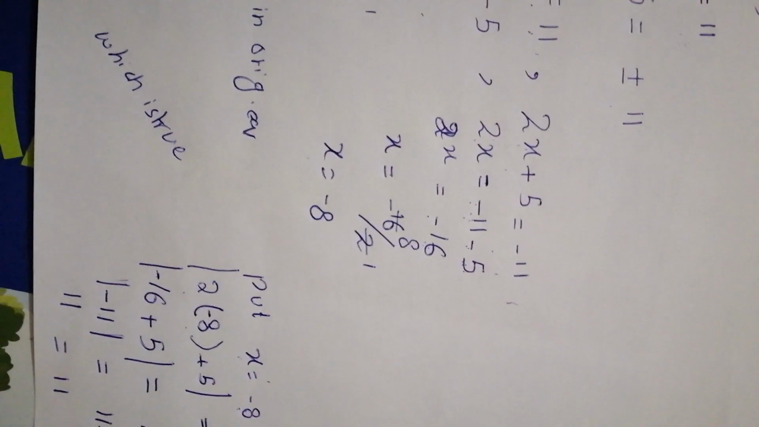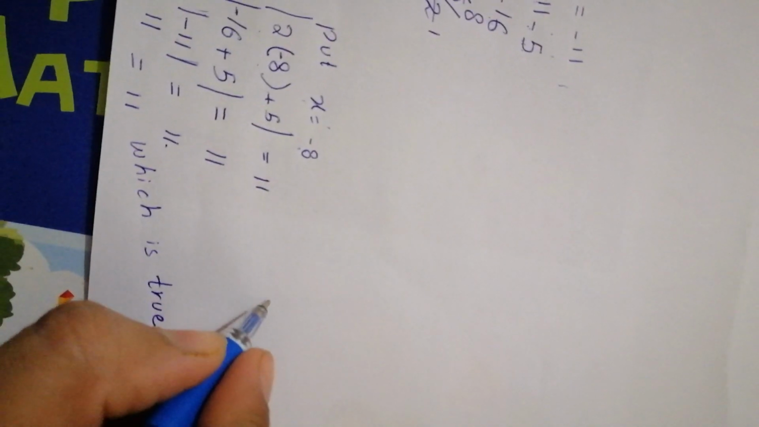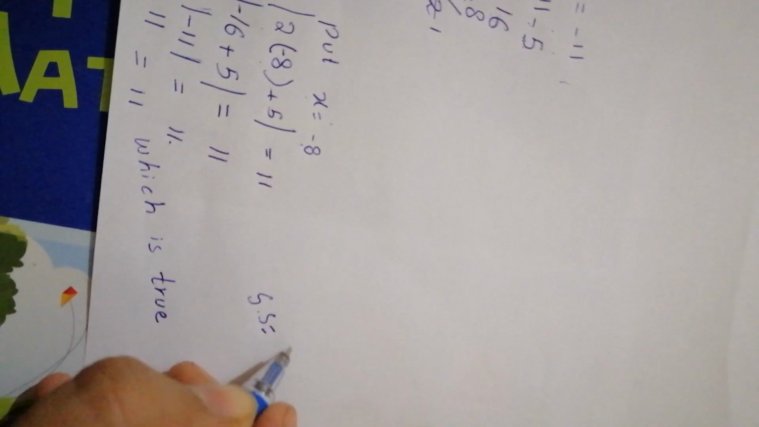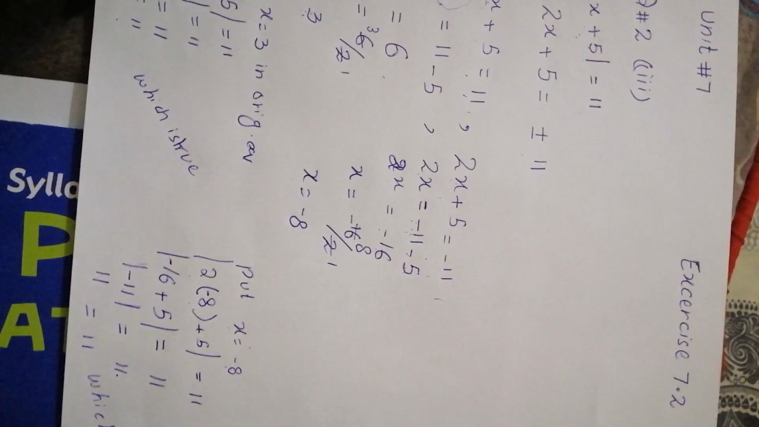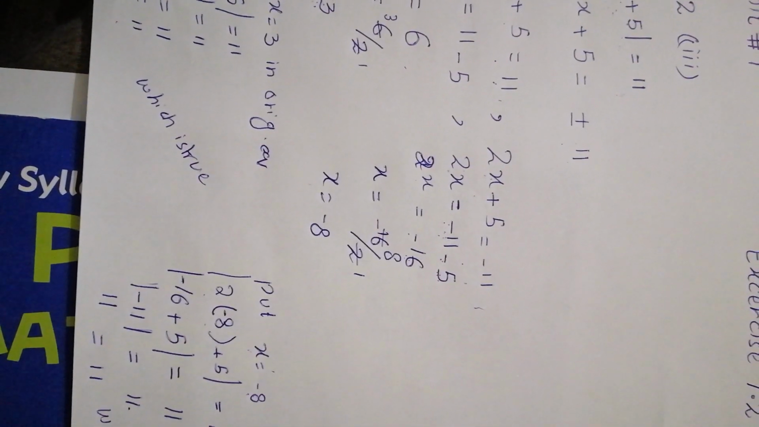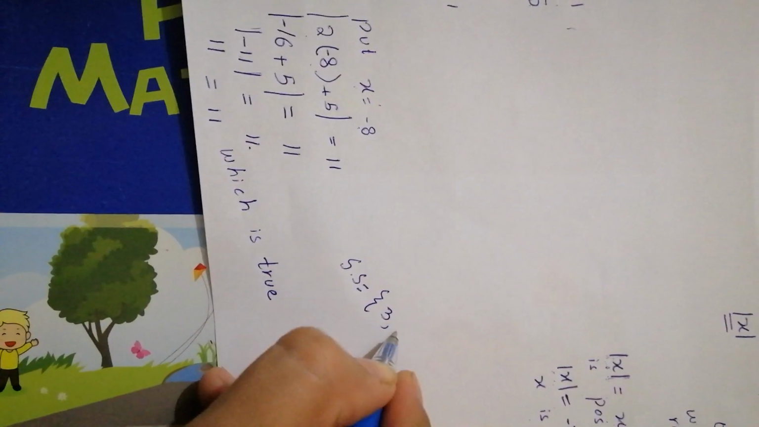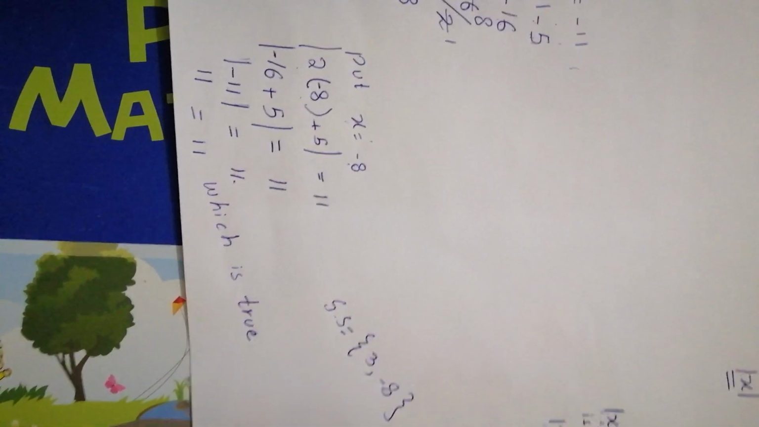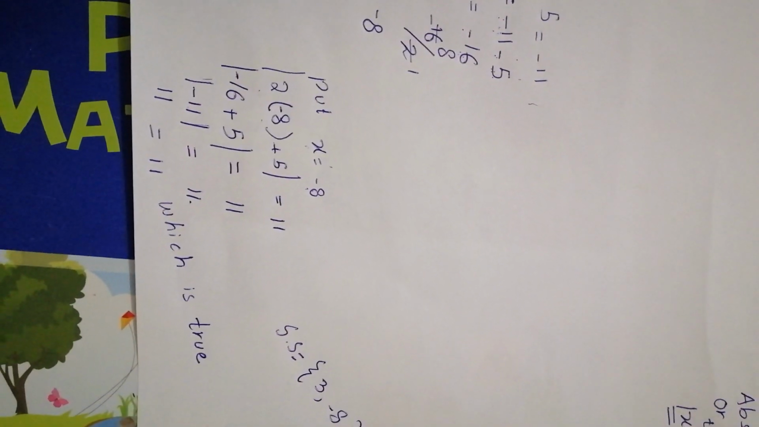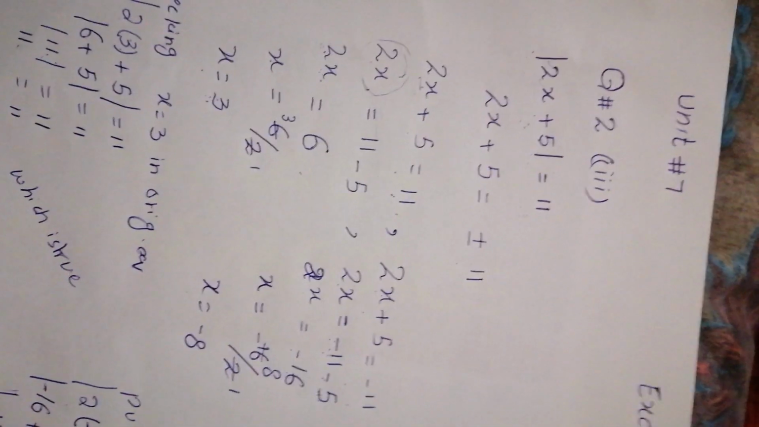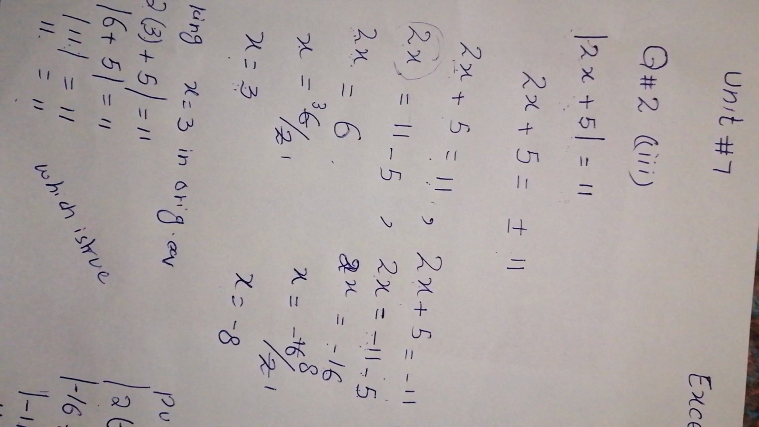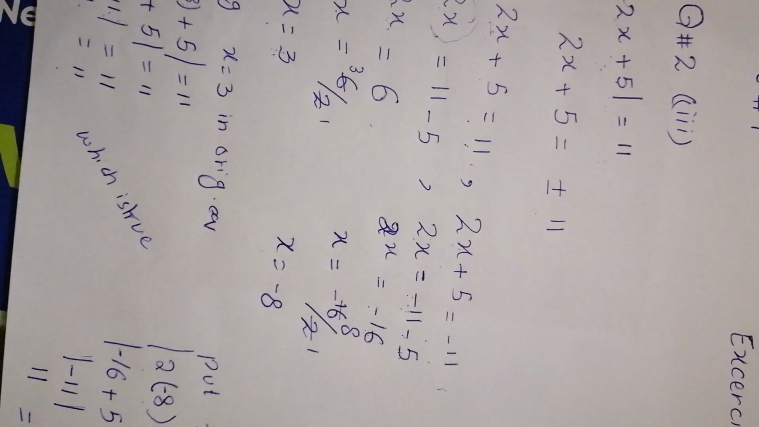Is it clear? So for your solution set, you have taken out two values and both of your answers are correct. So your solution set is 3 and minus 8. Your solution set is 3 and minus 8. Is it clear? So this was about solving a linear equation having an absolute value. Is it clear?